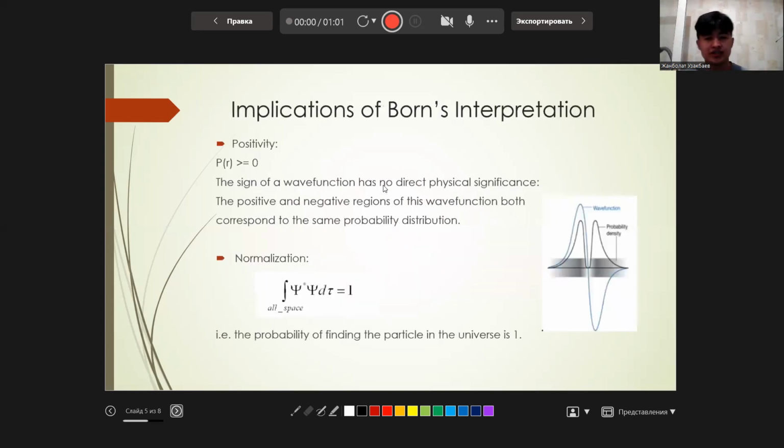Implications of Born's interpretation. First, positivity: P is greater than or equal to zero. The sign of the wave function has no direct physical significance. The positive and negative regions of these wave functions both correspond to the same probability distribution. Second, normalization. Here we can show the formulation: the integral of psi star times psi d tau equals 1. The probability of finding the particle in the universe is 1.